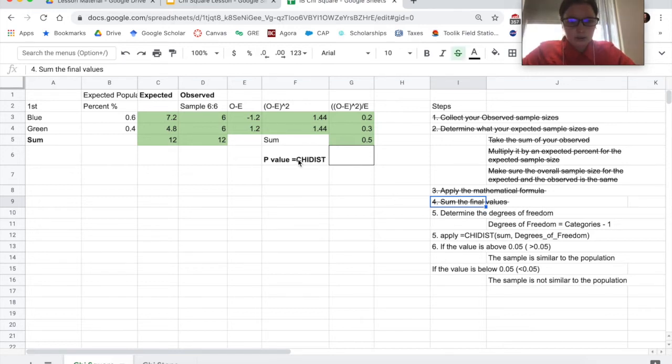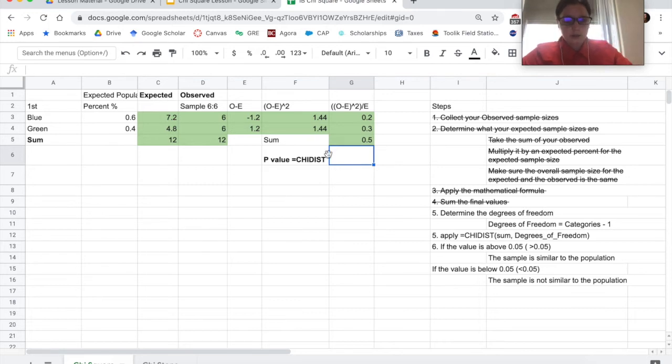In order to do the chi-distribution, we need to determine the degrees of freedom. We already showed that there are two values, blue and green. To get the degrees of freedom, we take those two and subtract 1, so 2 minus 1 is 1. So our degree of freedom is just 1.